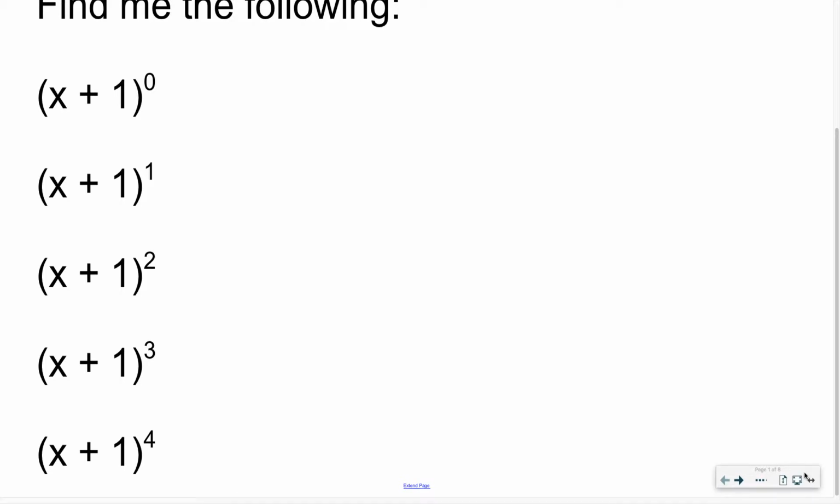Okay, now if you find x plus 1 squared, that can help you with x plus 1 cubed. And if you have x plus 1 cubed, that will help you with x plus 1 to the 4th, right? So go ahead and take a couple minutes and find me each of these binomials to a power. Work together. Make sure, check with your neighbor. Are they getting the same thing? What's anything to the 0 power? Okay.